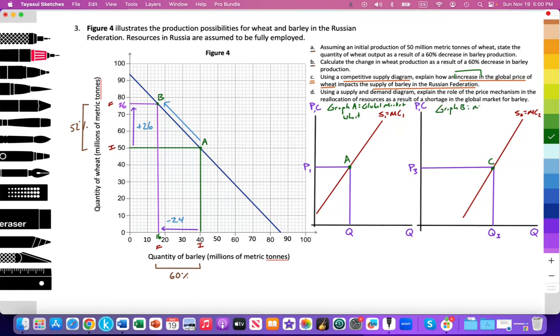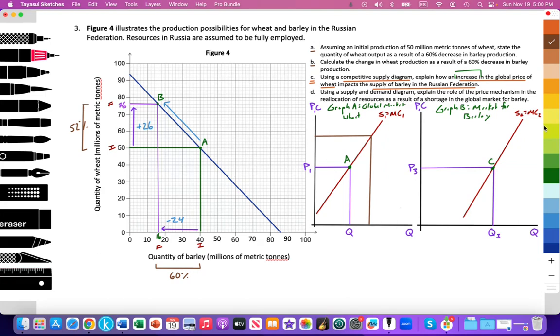Here we have the market for barley. Okay, so an increase in global price. All right, fair enough. I'll show a higher price. Here is P1 going to P2 with the quantity supply increasing according to the law of supply.